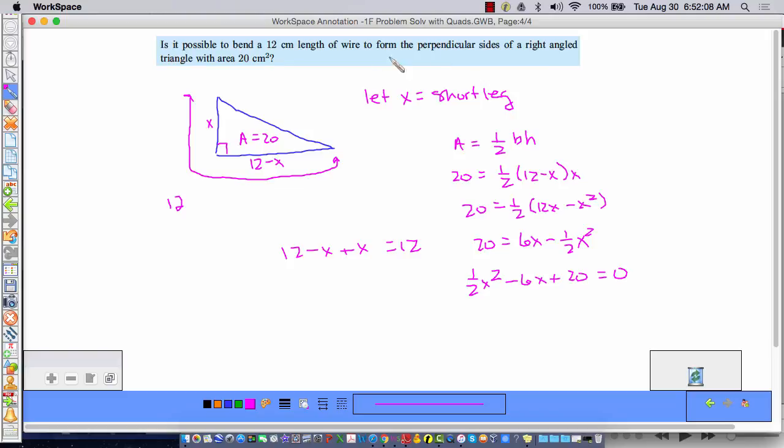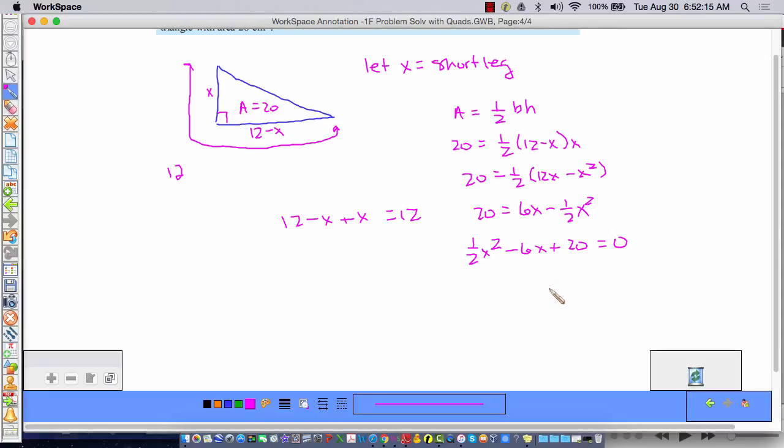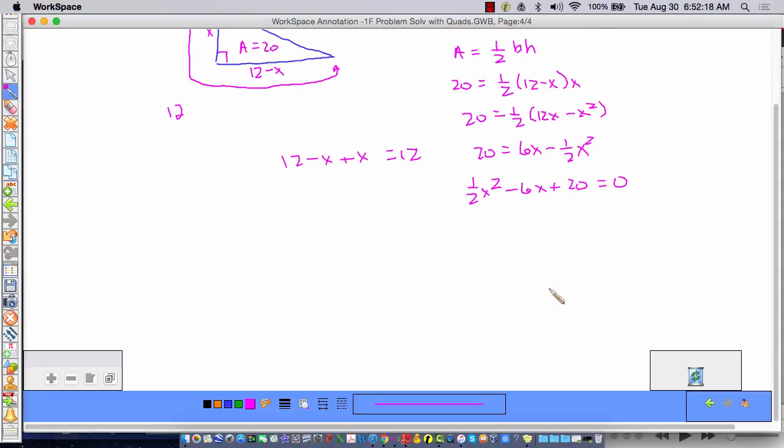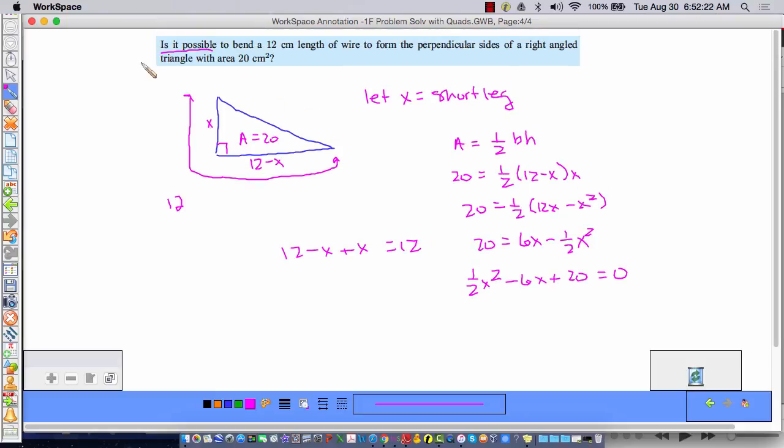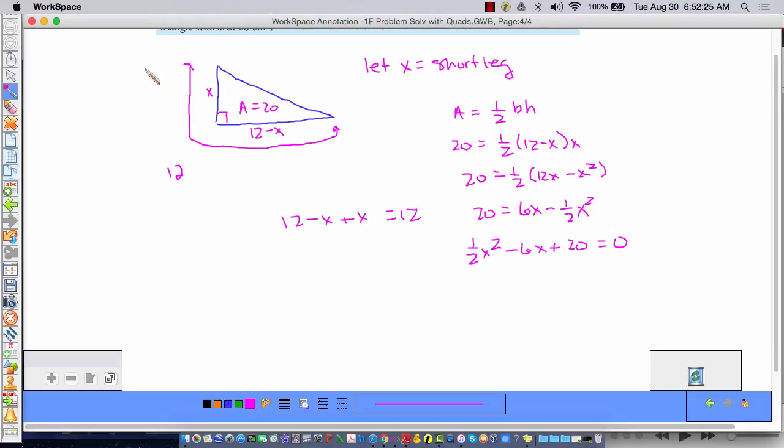So the question is, is it possible to do this? We could spend some time trying to solve this. We could use the quadratic formula, or we could be smart about it. We're not looking for a specific solution. We're just wondering, is it possible? Well, if it's possible, I have to get one or two real solutions. How can I tell that? Delta must be greater than or equal to 0. It must be positive or equal to 0. If it's negative, we don't have any real solutions.